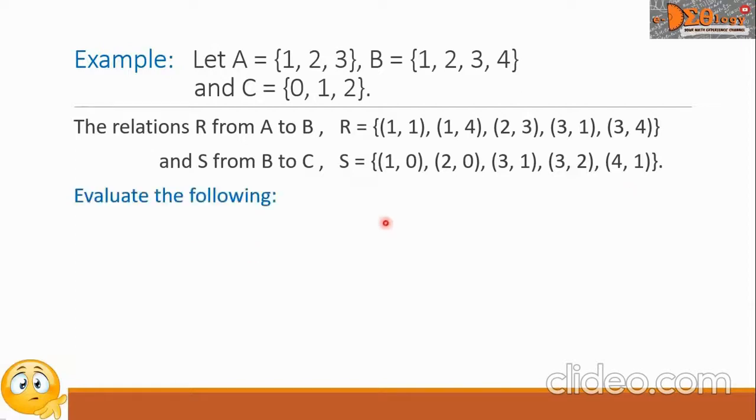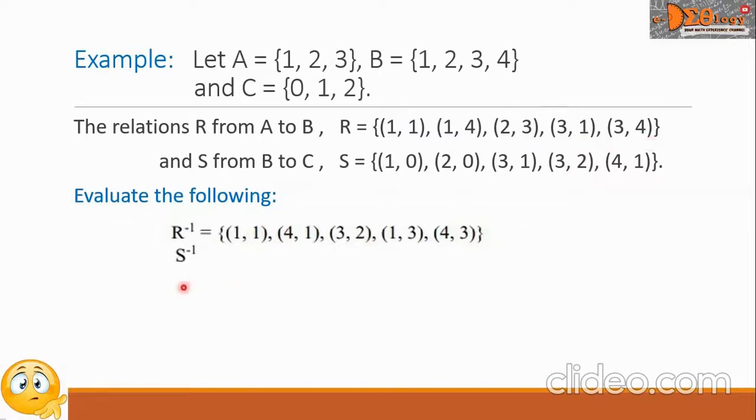Let us evaluate the following, starting with R inverse. We're going to interchange the position of the first element and the second element of each of the ordered pairs. So the elements of R inverse are (1, 1). This (1, 4) becomes (4, 1). (2, 3) now becomes (3, 2). (3, 1) becomes (1, 3). And (3, 4) becomes (4, 3).